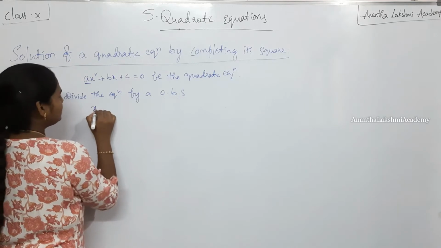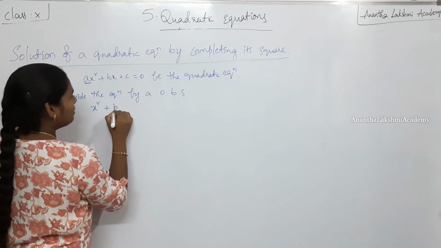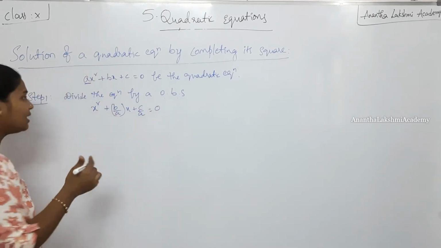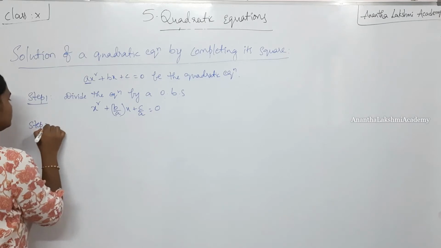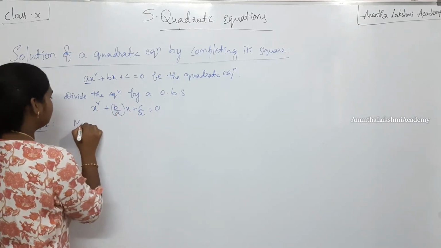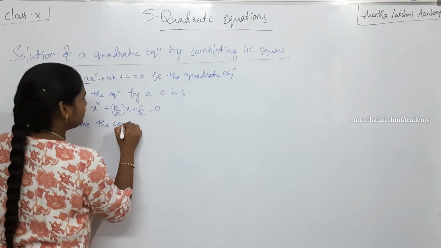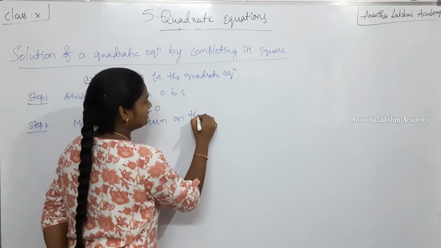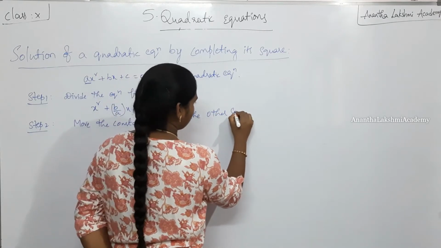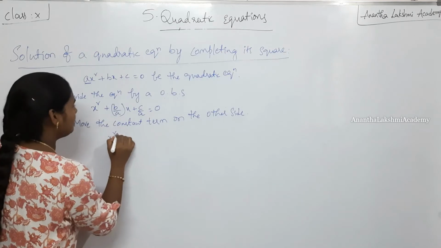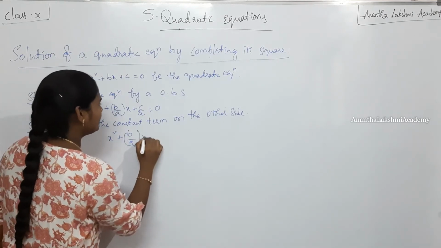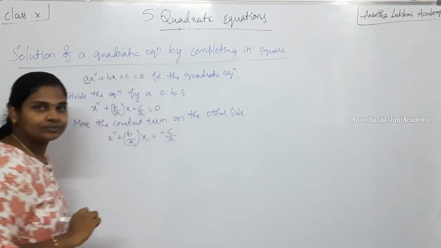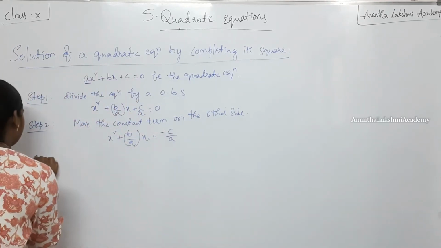That way it becomes ax square by a is 1, b by a into x plus c by a is equal to 0. What did we do in the next step, step 2? Move the constant term to the other side, which is nothing but x square plus b by a into x is equal to, now c by a is being moved to the other side. Now what happens? Step 3.